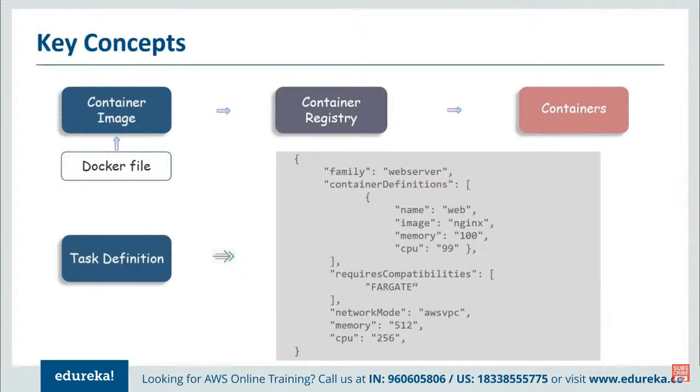So as you can see, the simple task definition belongs to web server family. And as for the container definition, you have name, image, and the memory and CPU requirements. And it also says that we are launching this container using Fargate launch type. Then you have task requirements as a network mode, memory, and CPU requirements. So don't worry about it, guys. We'll deal with it in the demo part of the session. You'll understand it much better over there. So just keep in mind that this task definition is like a blueprint for your application.